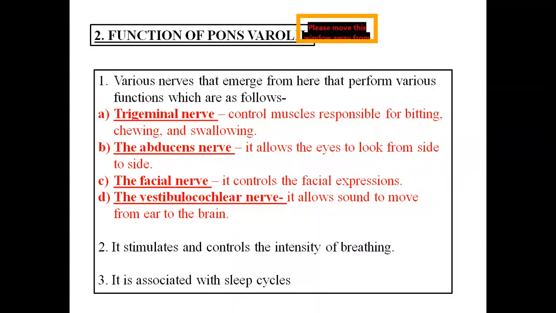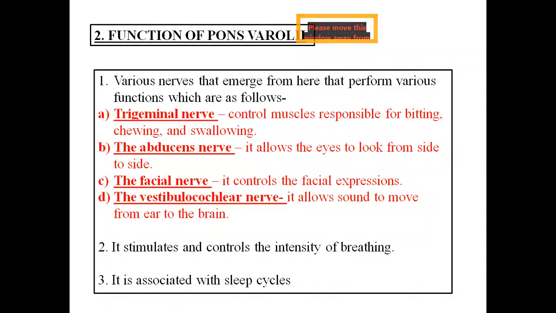Next, it stimulates and controls the intensity of breathing. Suppose when you are running, walking fast, or doing some strenuous activity, your breathing becomes very fast. Whereas when you sleep, automatically the frequency and the intensity of breathing slows down. So it shows how the breathing is being stimulated and controlled by the pons varolii. Wherever it is required, accordingly the intensity of breathing will change.